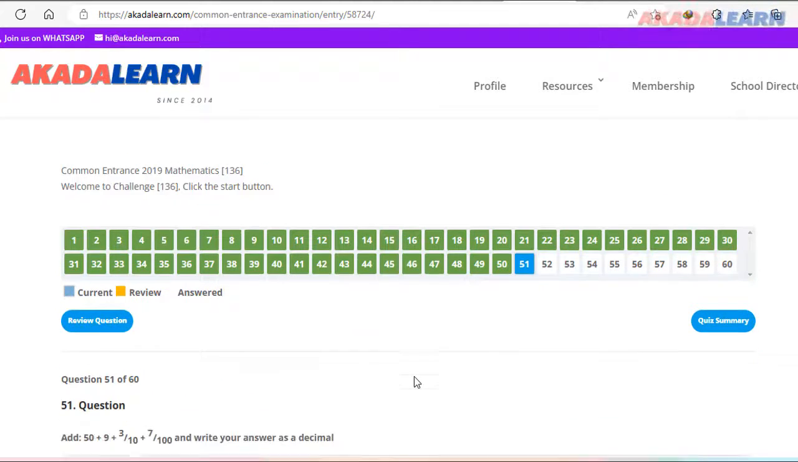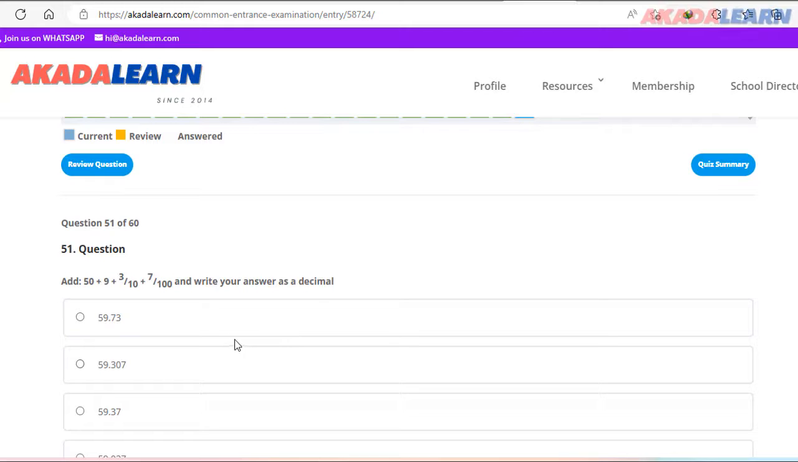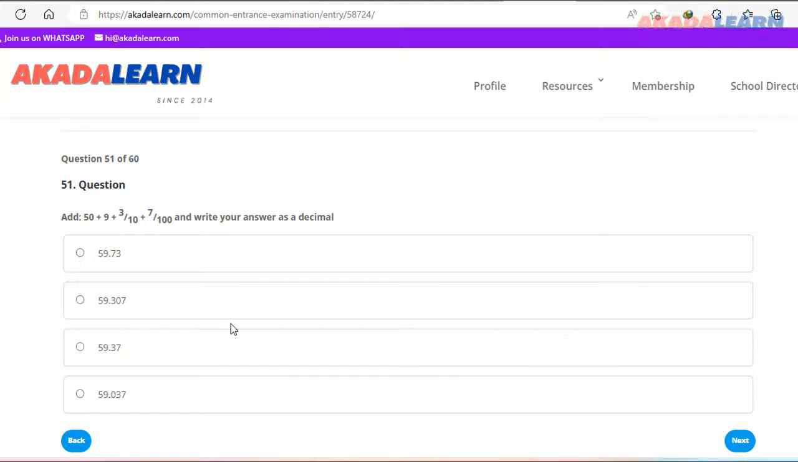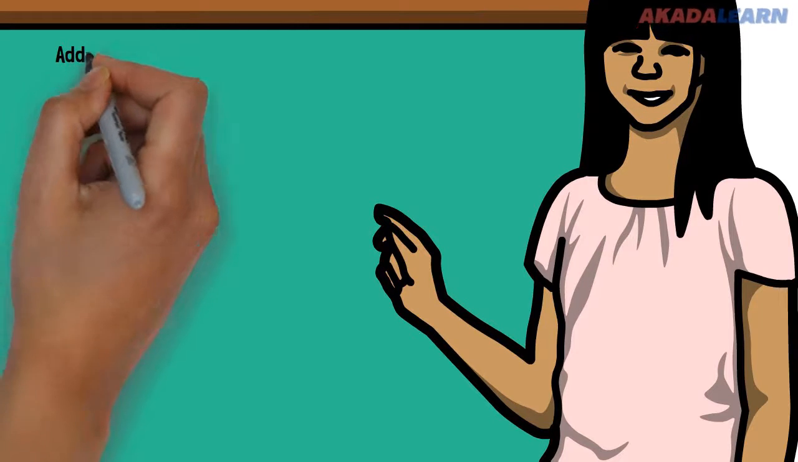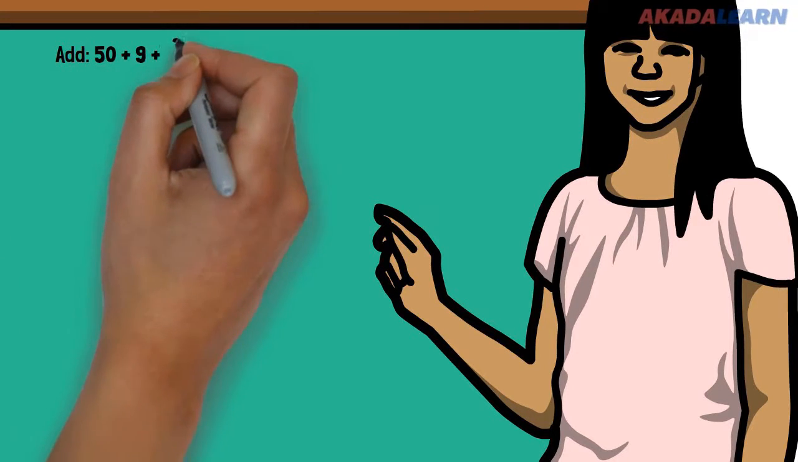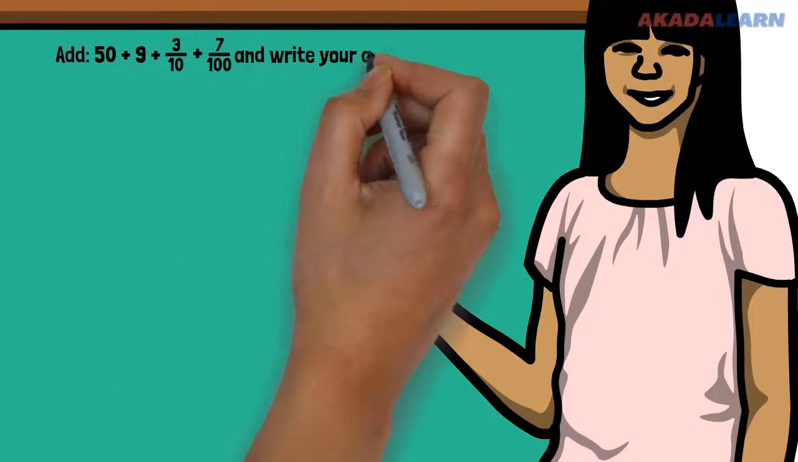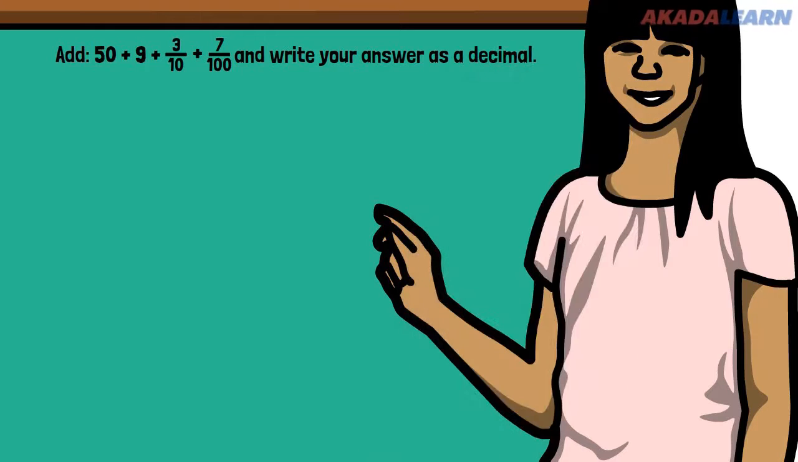So 51. Add 50 plus 9 plus 3 over 10 plus 7 over 100 and write your answer as a decimal. All right, so let's look at our video and see the answer to this question. All right, so let's tackle this question. Add 50 plus 9 plus 3 over 10 plus 7 over 100 and write your answer as a decimal.